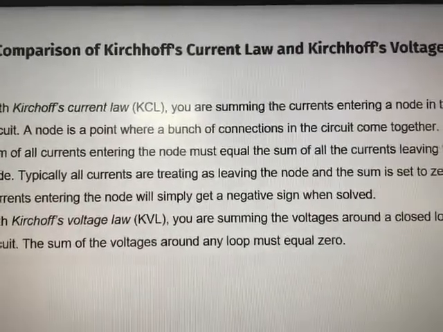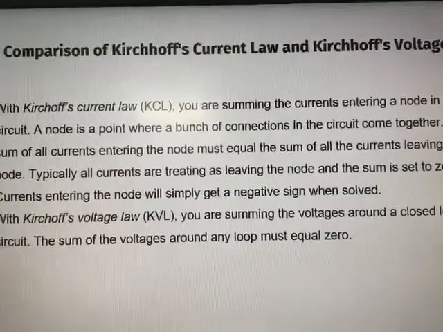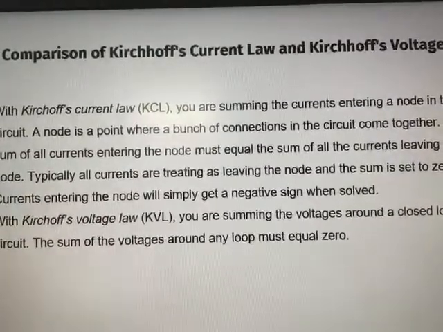With Kirchhoff's voltage law, or KVL, we are summing the voltages around a closed loop in the circuit. The sum of voltages around any loop must equal 0.